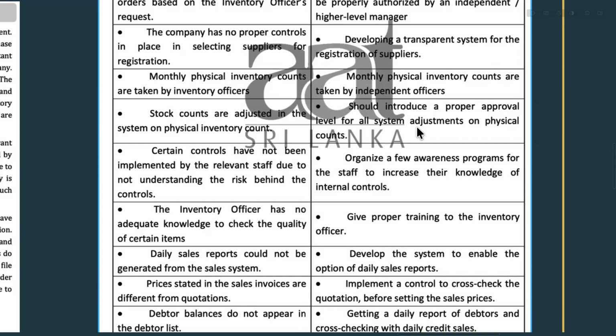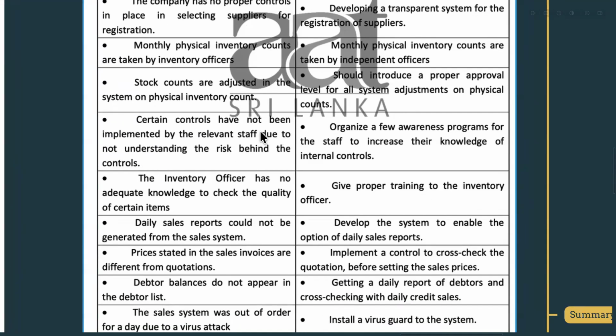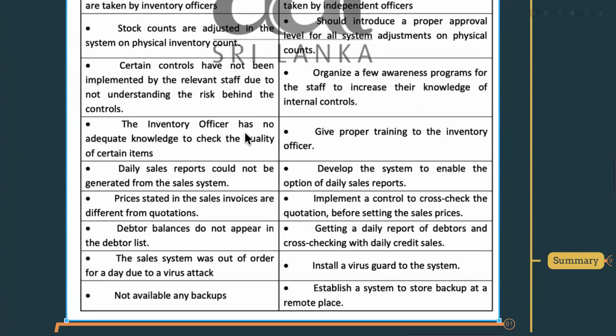Then only can update the system. Otherwise, it's a waste of time and money. And certain controls have not been implemented by the relevant staff due to not understanding the risk behind the controls. Here, see, what's the recommendation? We have to organize a few awareness programs for the staff to increase their knowledge of internal controls. That's a training.